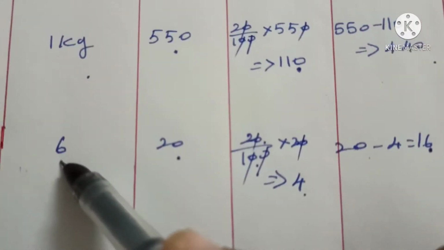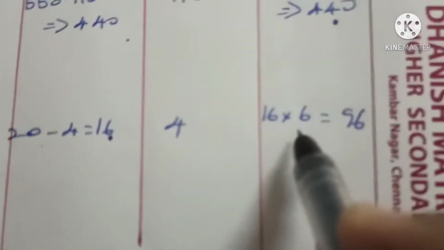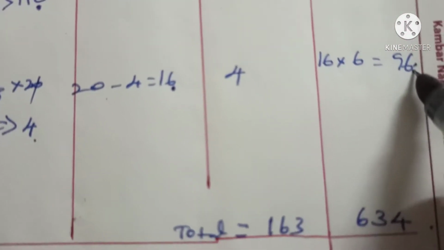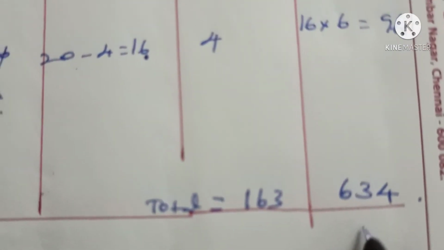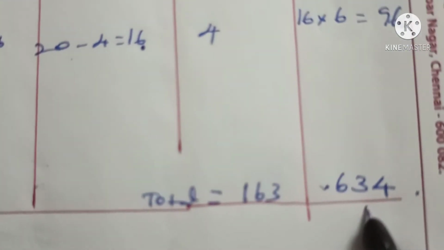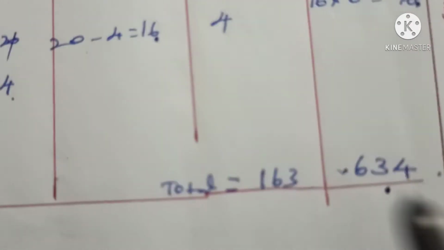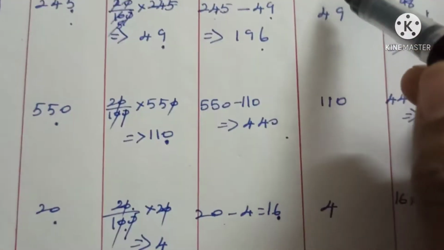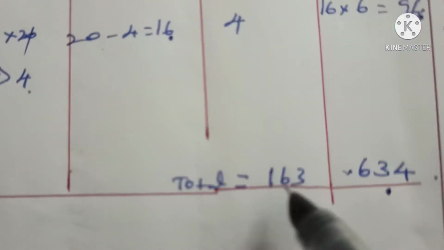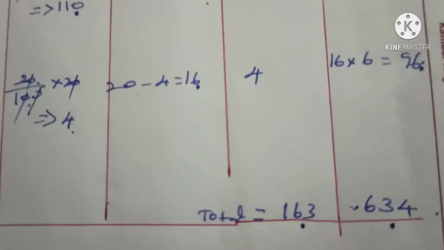We need 6 packets of bread. Therefore, 16 into 6 is equal to 96. Therefore, the total cost we need to pay is rupees 634 and the cost of saving price is equal to 163.